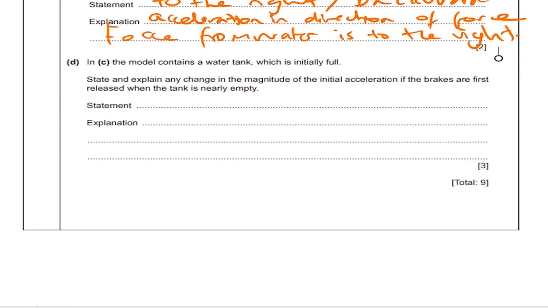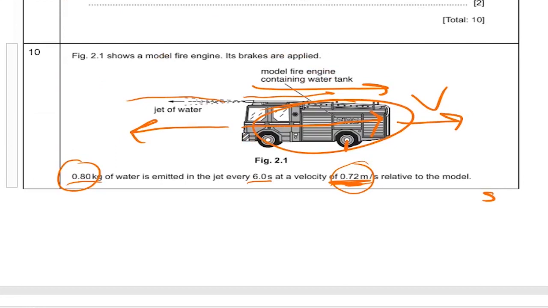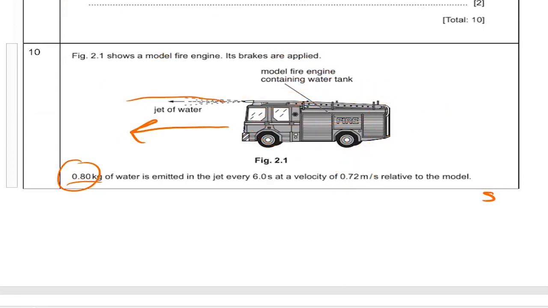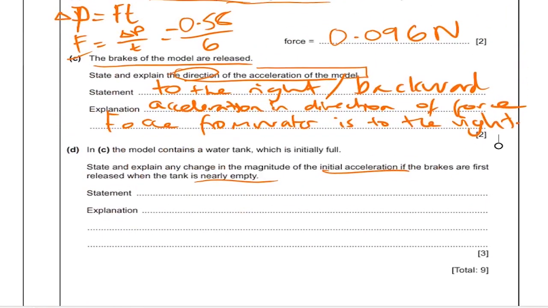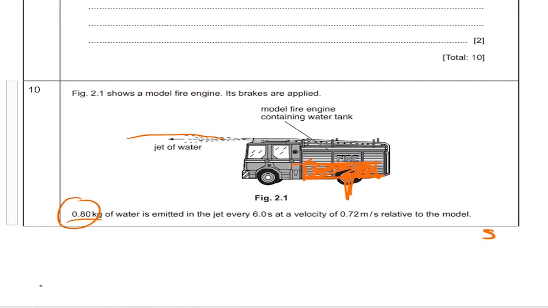For part D, it's telling us that the model contains a water tank which is initially full. State and explain any change in the magnitude of the initial acceleration if the brakes are first released when the tank is nearly empty. So we're going to be keeping the brakes on whilst the liquid is being fired out, so that the truck initially isn't going to move until, let's say, it's down to half the water, until its mass has been reduced. Now, once those brakes are released, there is going to be a resultant force to the right, causing an acceleration.